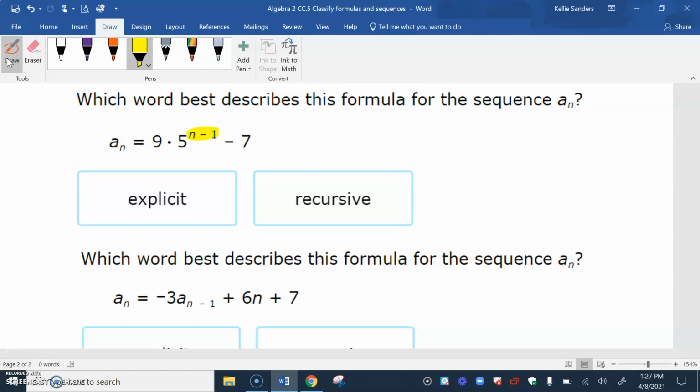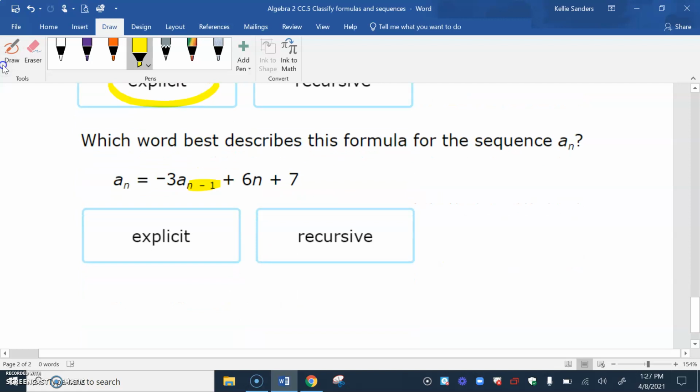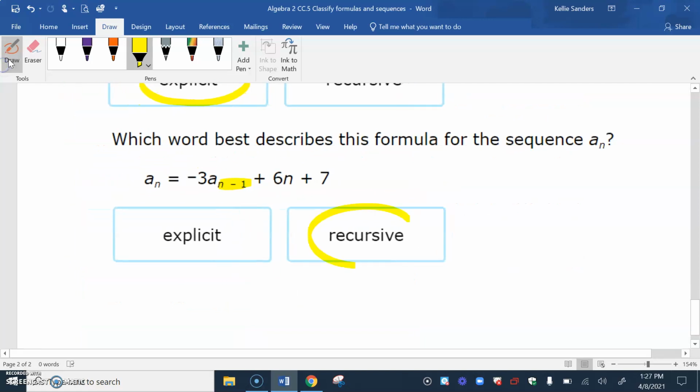Now this n is not a subscript, it is a superscript, which means that it's going to be doing something to the formula every single time to get the next answer. So this is explicit. This is a subscript, so it is recursive.